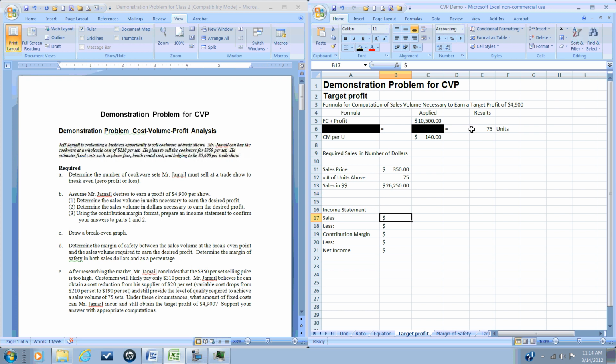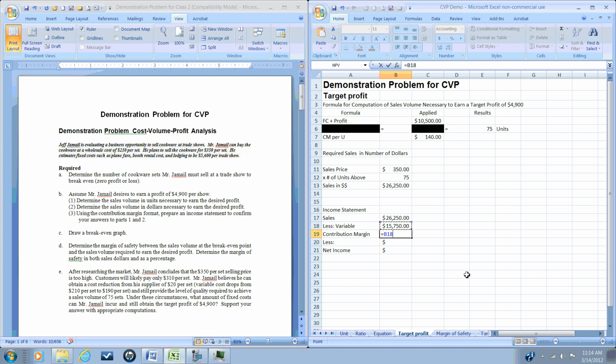So let's check that using the contribution margin income statement. Our sales we just determined is going to be $26,250. From that we need to subtract out our variable costs, and our variable costs are equal to the number of units that we plan to sell times the variable cost per unit, which is given at $210 per set. So our variable cost will be $15,750.